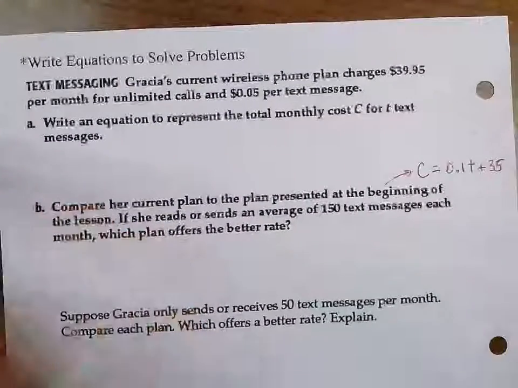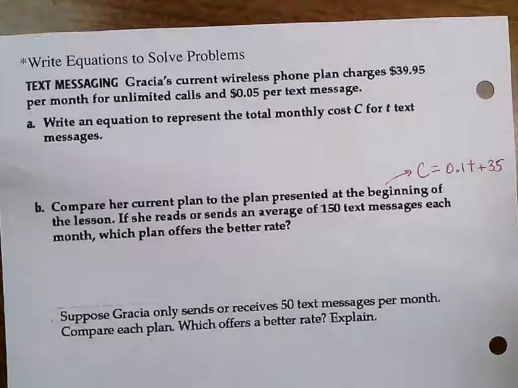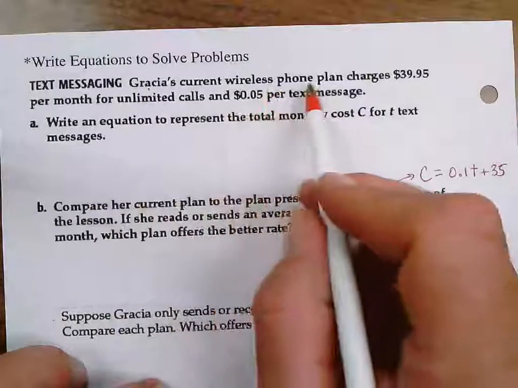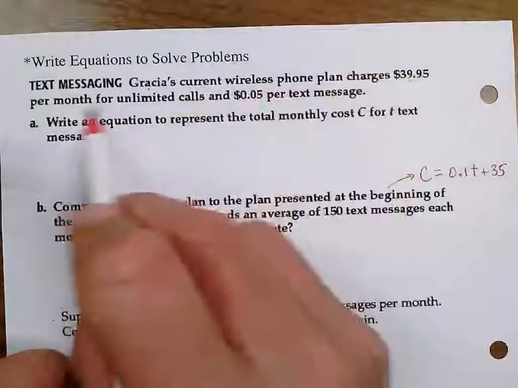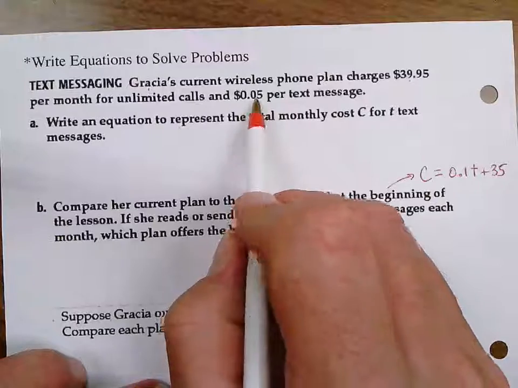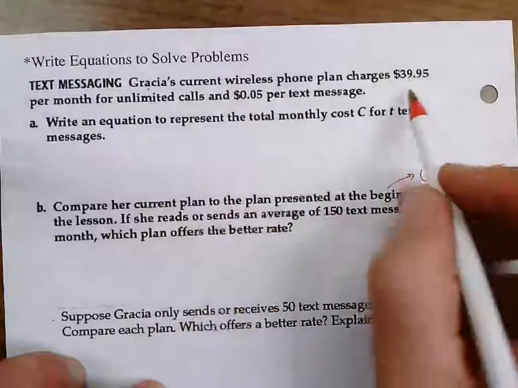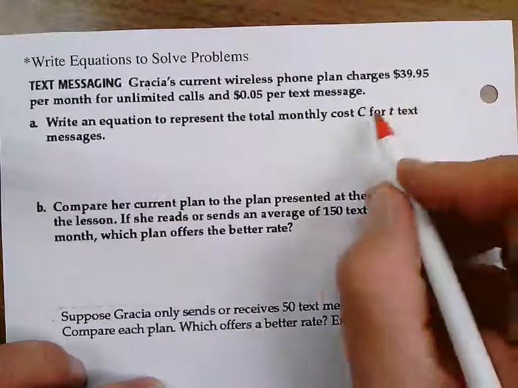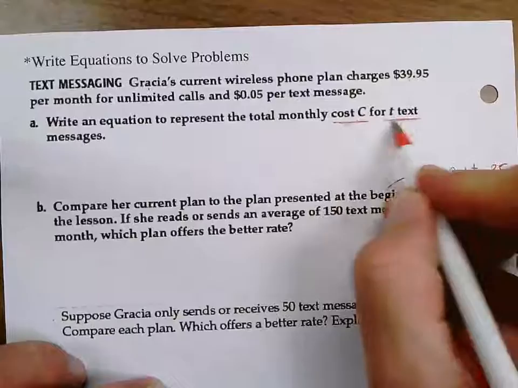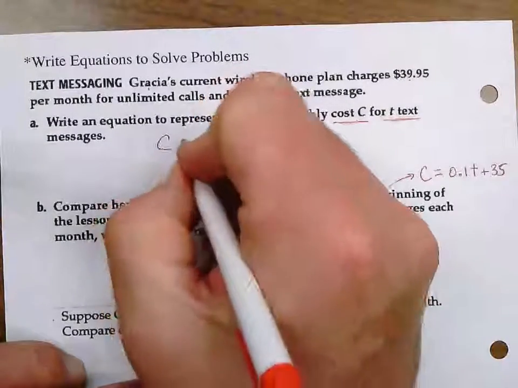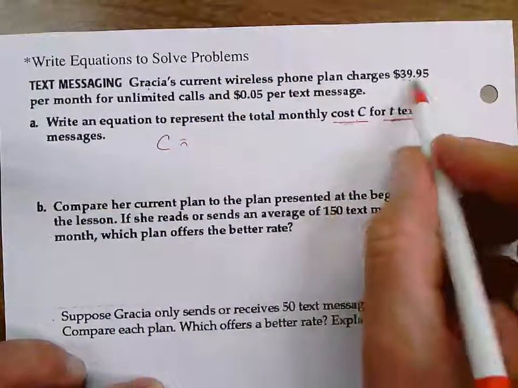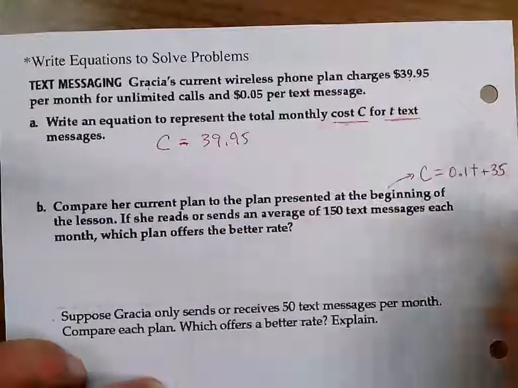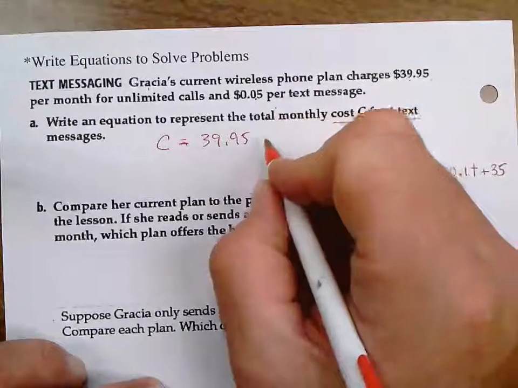So here we go, and we've already done some of this. This person's current wireless phone plan charges $39.95 per month for unlimited calls and $0.05 per text message. Write an equation. So no matter what, this person pays $39.95. That's your flat fee. C is your cost, T is your text messaging. So your cost, no matter what, if you don't make a single text, you're still paying $39.95, correct? And then for every text message, it's 5 cents.